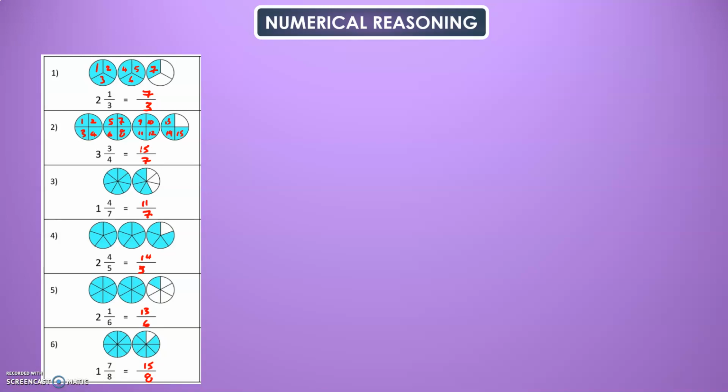So you can see in question 2, I actually counted them out and ended up with 15. Hopefully you did the same and you counted them all the way through. So question 3 is 11 over 7. 4 is 14 over 5. 13 over 6. And question 6 is 15 over 8. Sorry, not 18, 8.